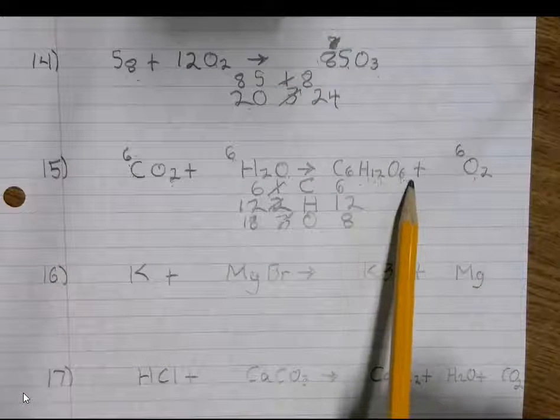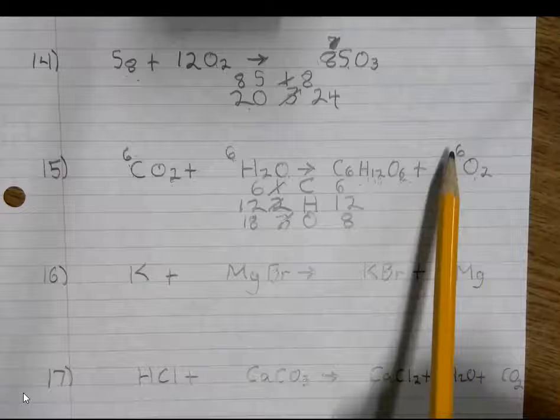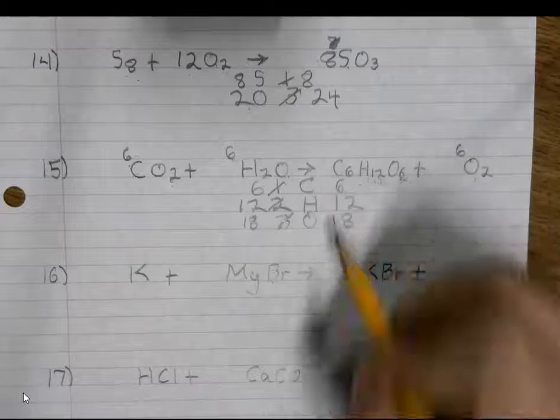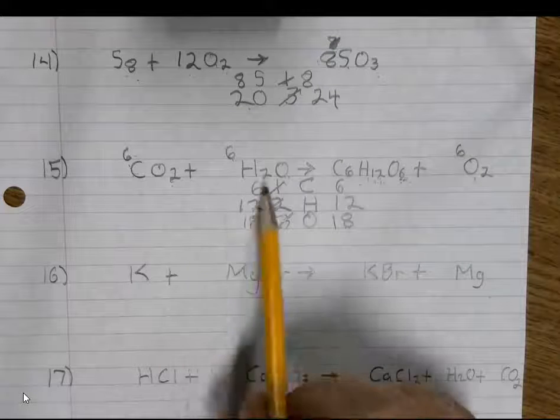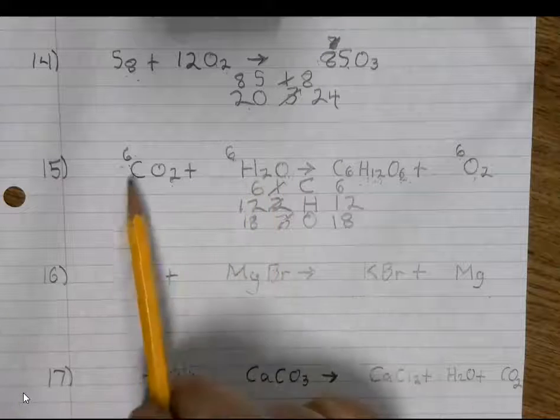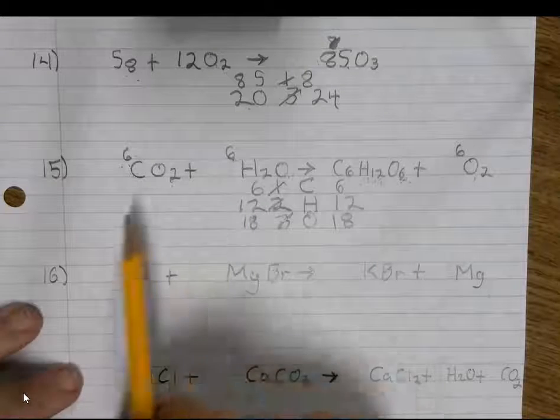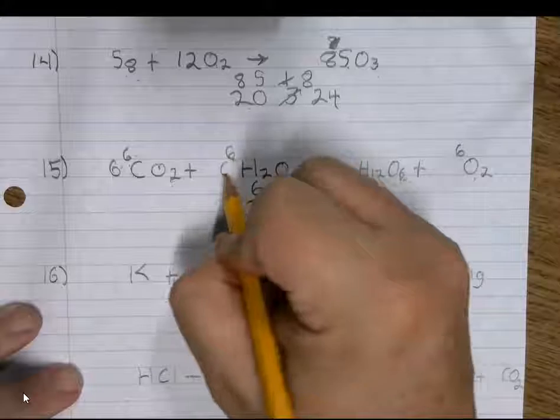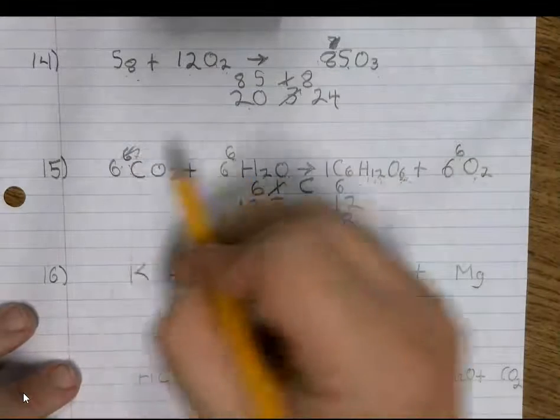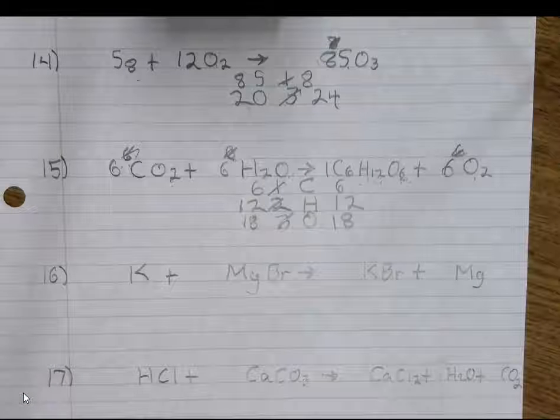So 6 times, there's 6 oxygens here. Now that I put that there, there's 12 oxygens there, so 12 plus 6 is 18, and that's what I wanted. I wanted this to turn into an 18. And over here I already had the 18, that's why I had to do that. That's 6 times 12. Okay, the carbons are balanced, the hydrogens are balanced. And so that's your answer. It's 6, 6, 1, 6. Okay, and that's the answer for that one.